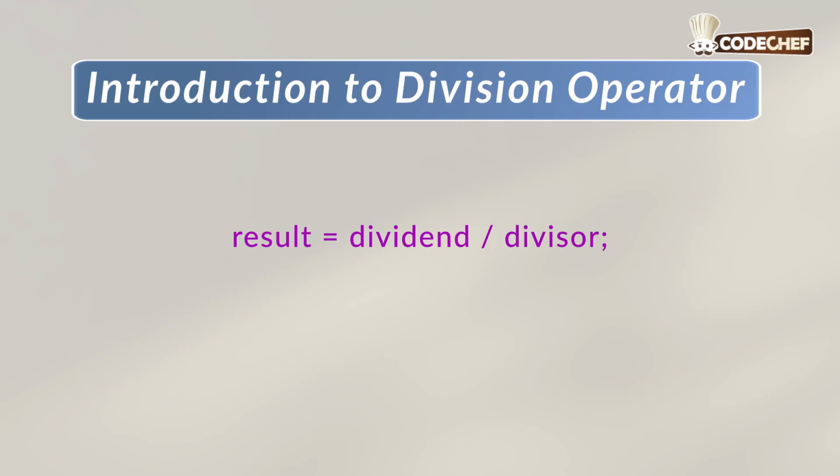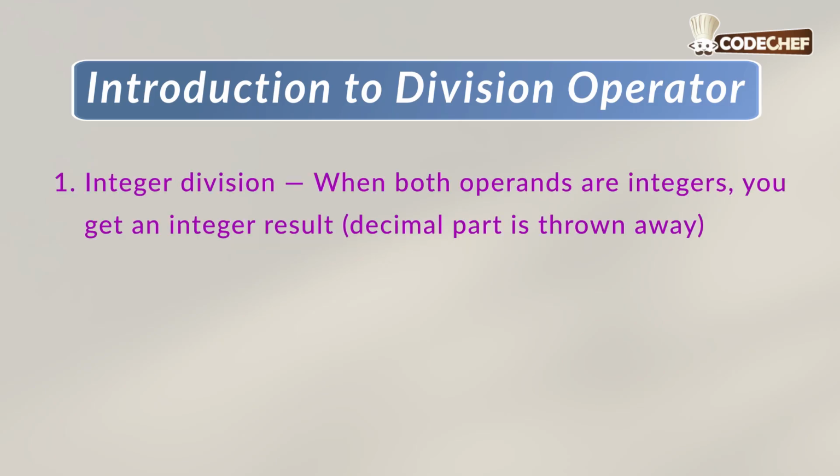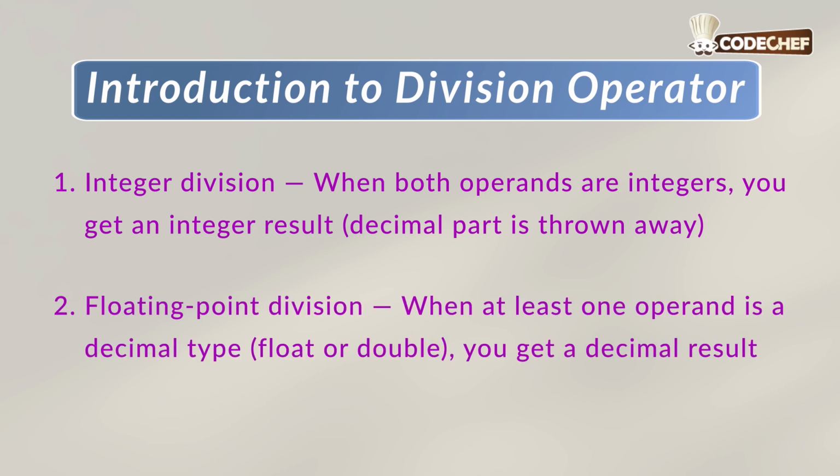But here's something very important. Division in C works differently depending on the type of numbers you're using. For example, integer division: when both operands are integers, you get an integer result. The decimal part is thrown away. And floating point division: when at least one operand is a decimal type, float or double, you get a decimal result. This is a common source of confusion for beginners, so let's look at both types carefully.